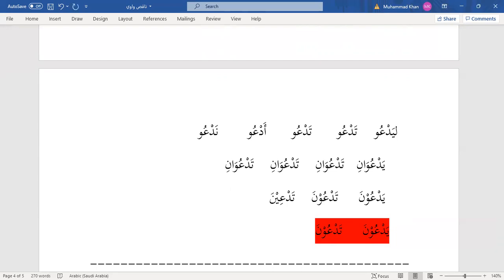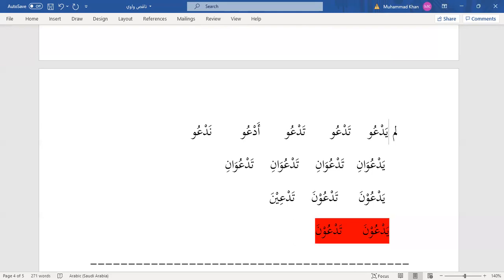Lam, lamma, and la an-nahiya, right? Lam, lamma, and la an-nahiya. So they make the ending of the mudari majzoom.